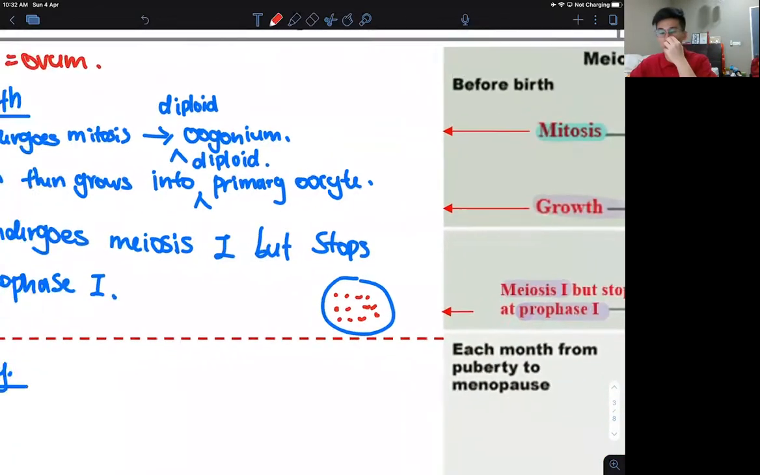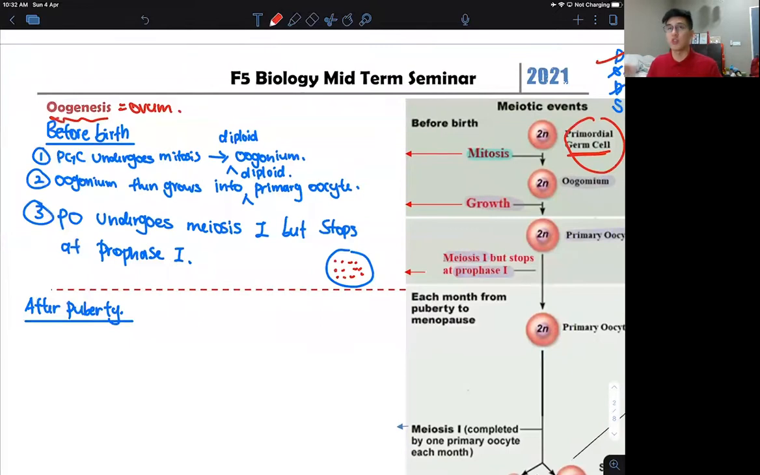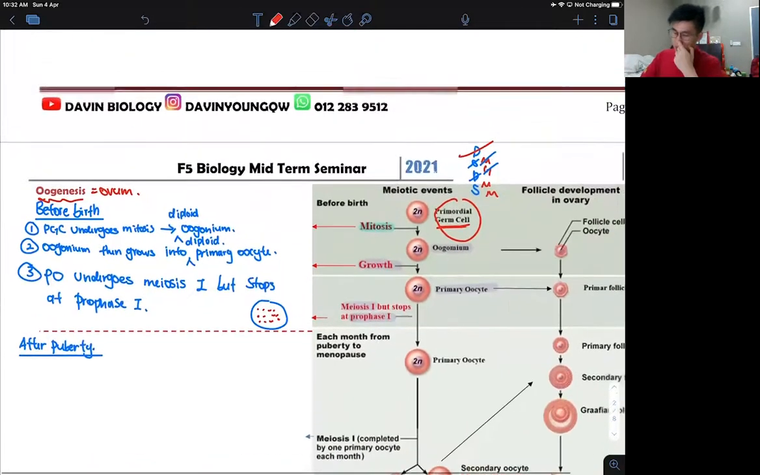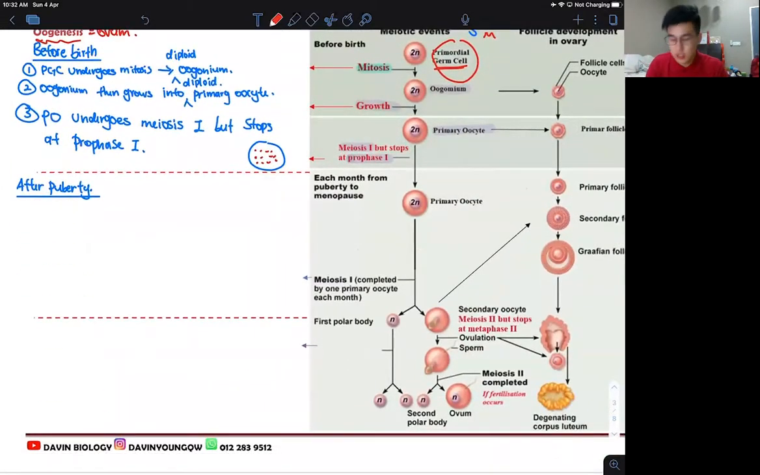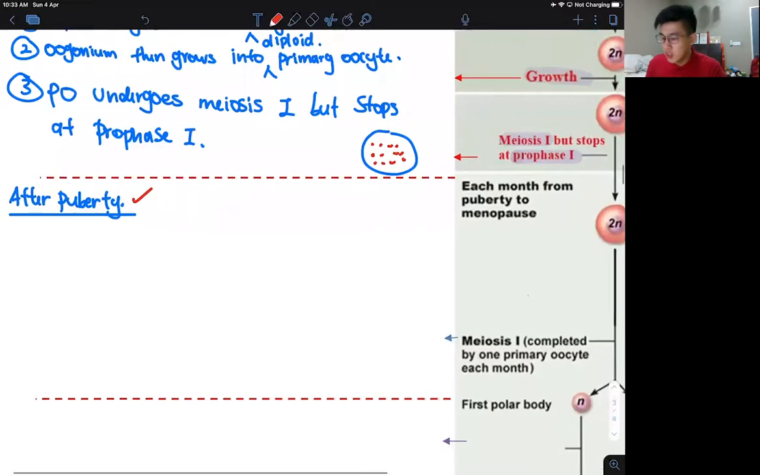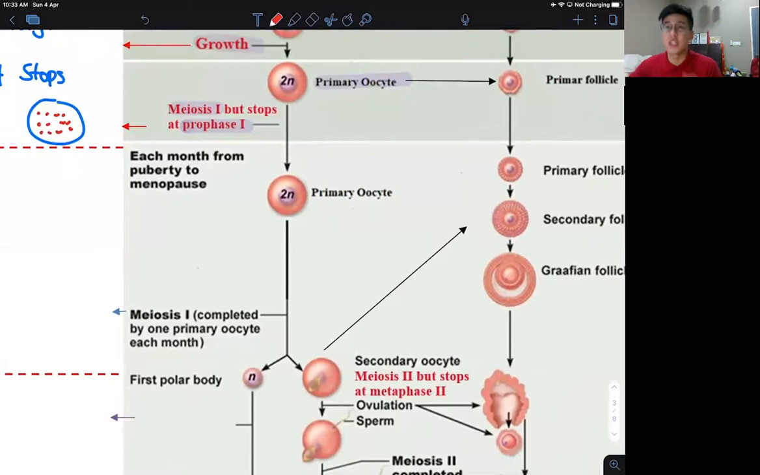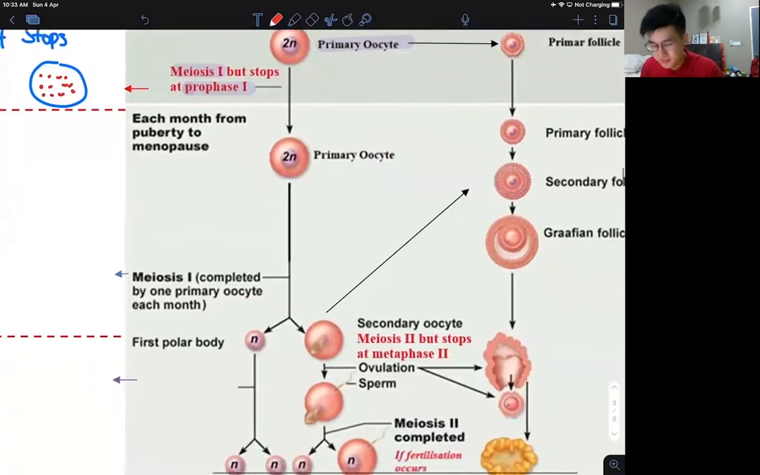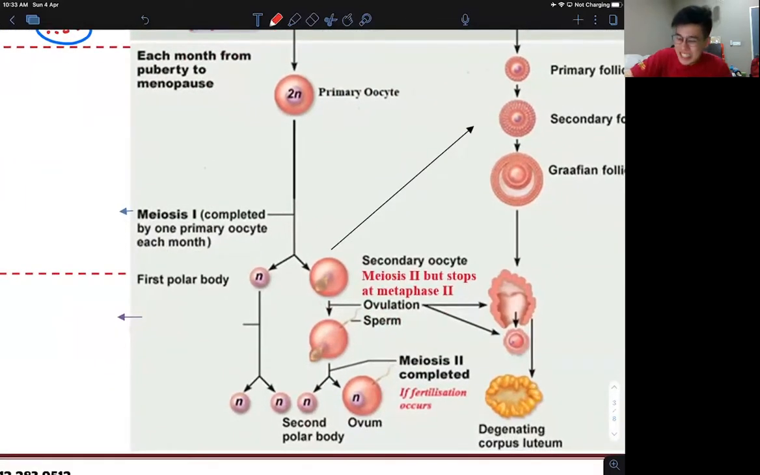That's why girls will always have what we call menopause, once you reach around 50 years old or so, whereby the girl cannot produce ovum anymore. So this is actually one of the reasons. Okay, now, when will the process continue? As you can see here, the process will continue once girls reach puberty. Girls reach puberty slightly earlier than boys, around 10, 11, 12 years old, depending. So they say here, each month from puberty all the way to menopause, the primary oocyte now completes meiosis 1.